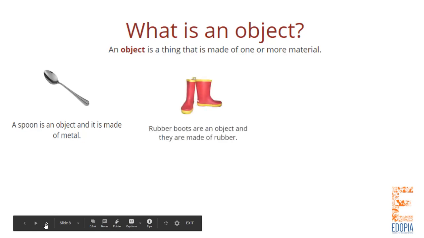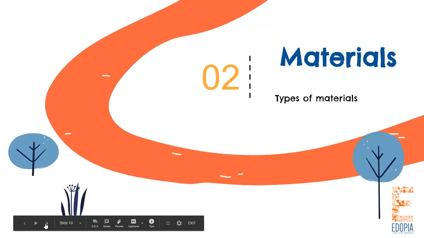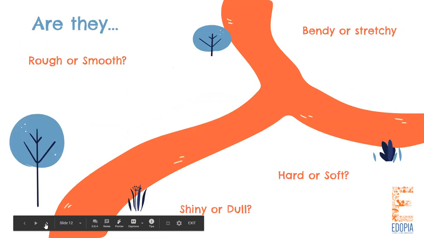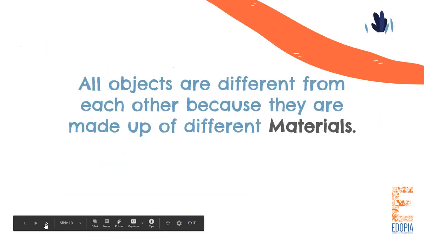Rubber boots are also an object, but they're made out of rubber. And a t-shirt is also an object, but it is made out of fabric. So moving on, what we did was we touched the objects that we see around us and discussed how they felt. Some felt rough or smooth, others were bendy or stretchy, some were hard and soft, while others were shiny and dull. While we took the material in our hand, looked at it, touched it, tapped on it, we were basically exploring the properties of that material.